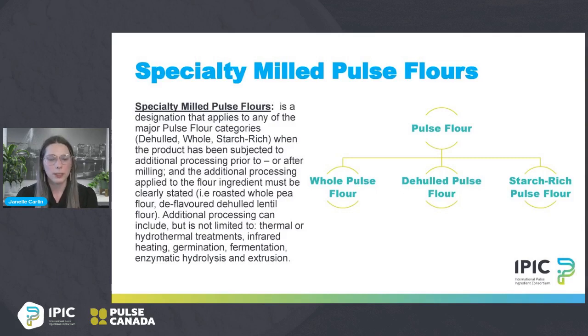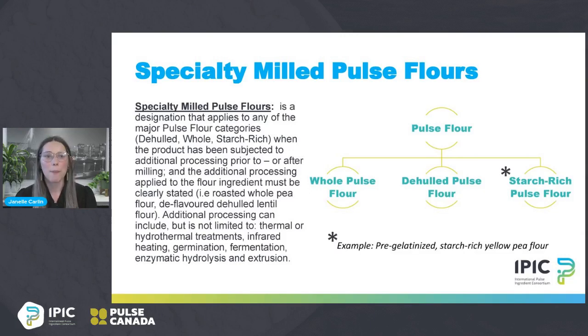So there is a couple of different examples here. In that definition itself, we see a roasted whole pea flour, deflavored and dehulled lentil flour. Here I have a specific example: if a starch-rich pulse flour were to have that specialty milled designation, how it might actually be talked about and called would be a pre-gelatinized starch-rich yellow pea flour. So here it's just that you have to indicate and specify whether or not that additional processing has been applied.